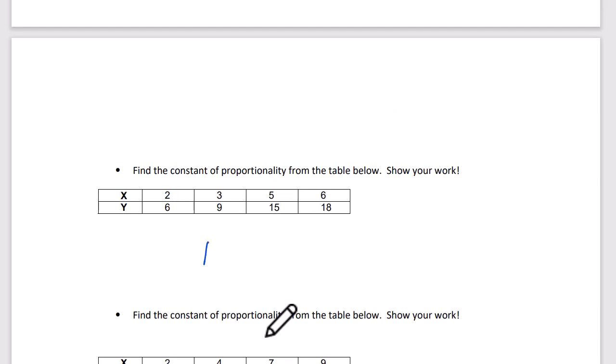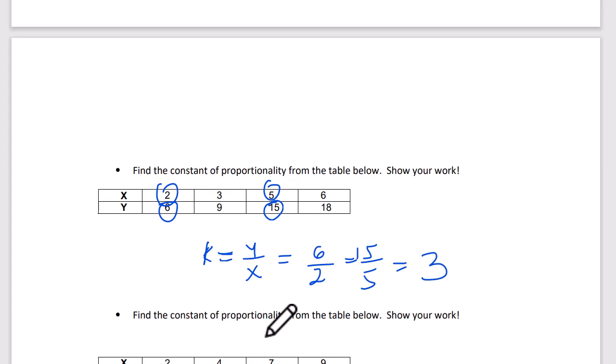And in this case, k equals the y divided by the x, which is 6 divided by 2. And note that is a constant. Even if I took this point, 15 divided by 5, I would get the same constant of proportionality, 3. And notice if the table continued, it would eventually pass through a point 0, 0. It has to pass through the origin if it is in fact a proportional relationship.